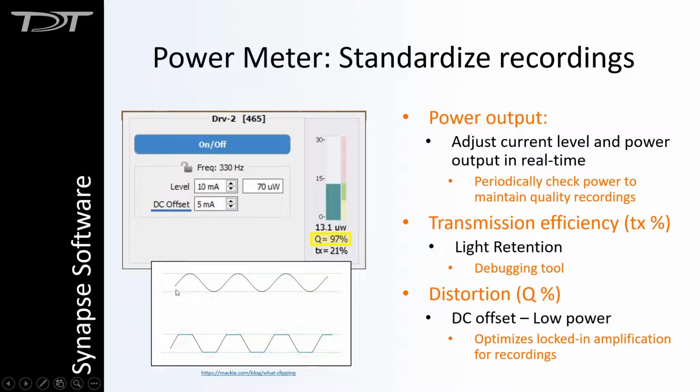So here's an example of the sine wave that your LED is generating, and if your DC offset is too low, you end up clipping the signal, and this in turn is going to have an adverse effect on your lock-in amplification and compromise the signal integrity of your fiber photometry. So if this percentage dips below a certain amount and the signal starts to clip, it will turn red, and so you know, all right, I just need to turn up my DC offset a little bit, and that way you know that your fiber photometry system is performing optimally.